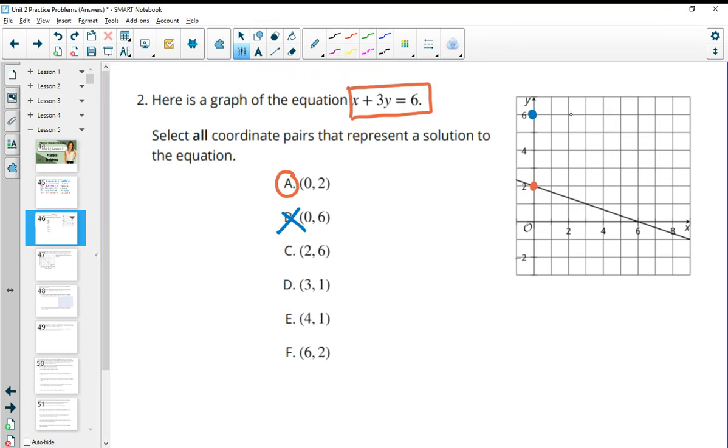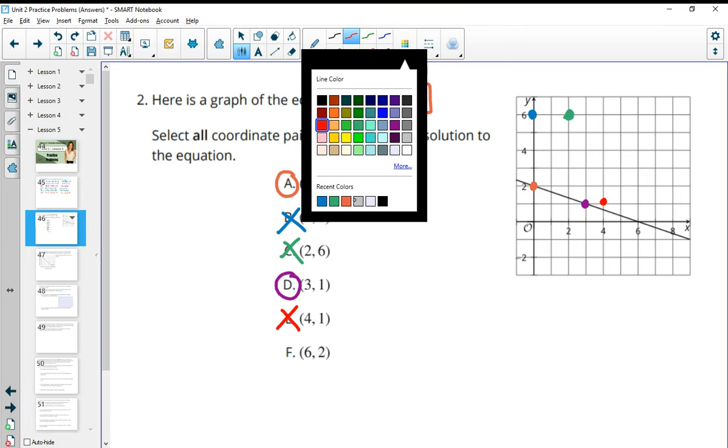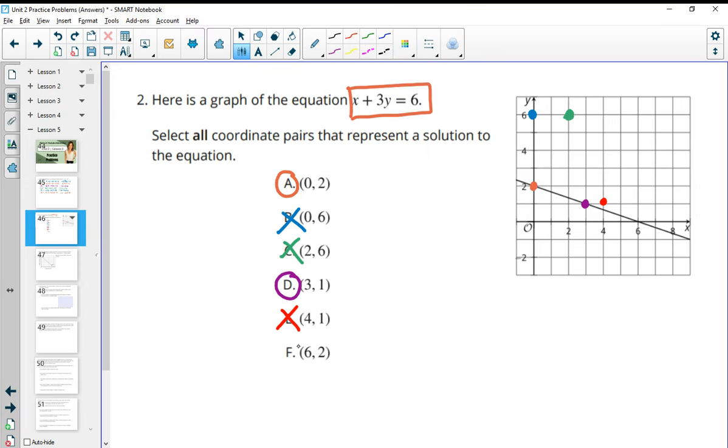C is the point 2, 6. So we'll go 2 in the x direction, 6 in the y direction. That one is not on the equation or on the line. 3, 1. So the ordered pair 3, 1 is on the line. So that one is a solution. The ordered pair 4, 1 is above the line. So that is not a solution. And then the last one here, so let's do it in yellow, 6, 2. So here goes 6 in the x, 2 in the y. That one is not on the line either. So that one is not a solution.